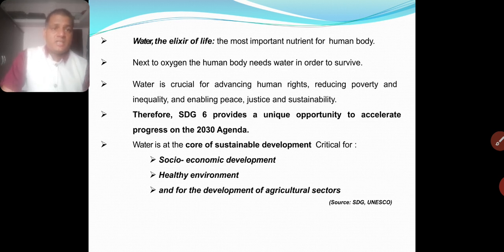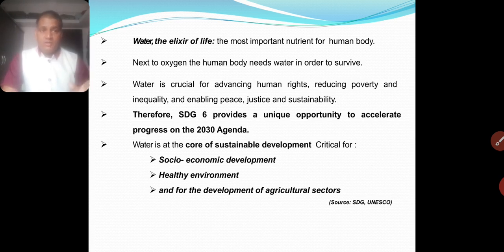Therefore, sustainable development goal 6 can provide a unique opportunity to accelerate progress on the 2030 agenda. As I said in the earlier slide, sustainable development goal 6 can provide an opportunity to accelerate progress on the 2030 agenda. Whatever your future, it is in the sustainable development goals, and goal 6 is for water. That water should be safe and secure. If it is not, your future will be majorly problematic. So water is the core of sustainable development. That's why it is given a very important value.